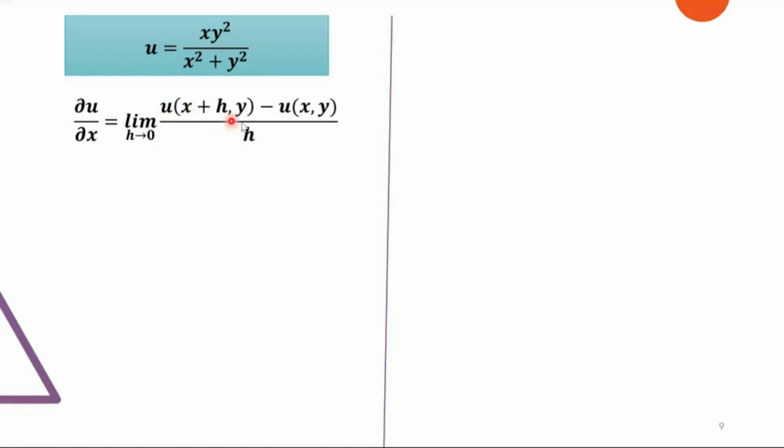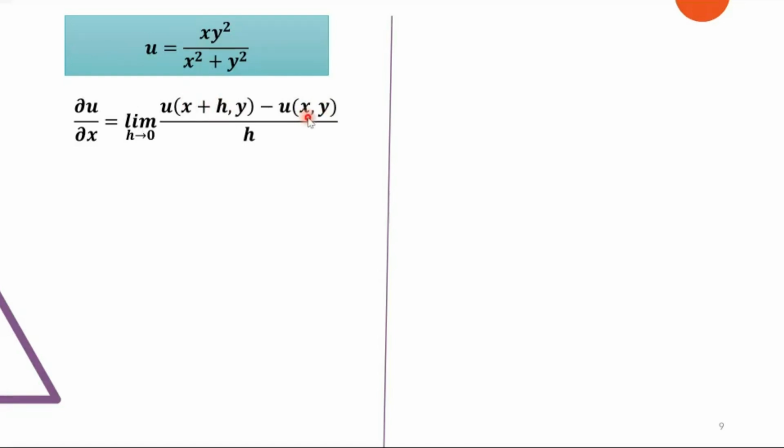Here x plus h will come, and here x will come. If we differentiate this with respect to y, then we keep x as it is and change y. Clear now? Yash, if you are differentiating u partially with respect to x, now since u is a function of x and y, if we are differentiating with respect to x, then y will remain as a constant. That is why we kept y as it is, and for u we put x plus h and x.